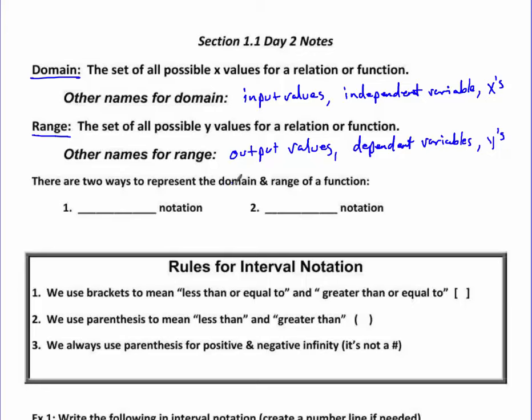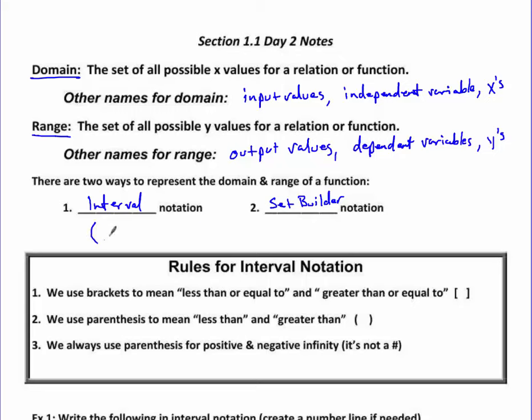There's two ways to represent the domain and range of a function. We can use interval notation. We can also use something called set builder notation. We're going to primarily use interval notation, but we will do a little bit of set builder, so I'm going to write down an example for you.